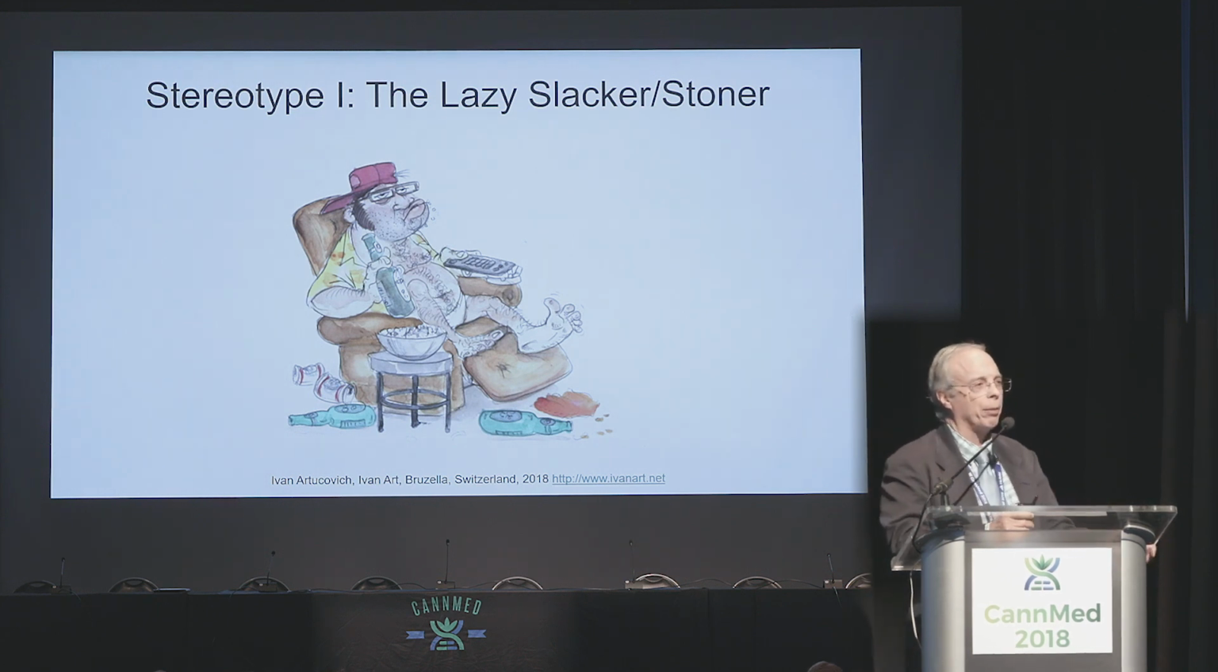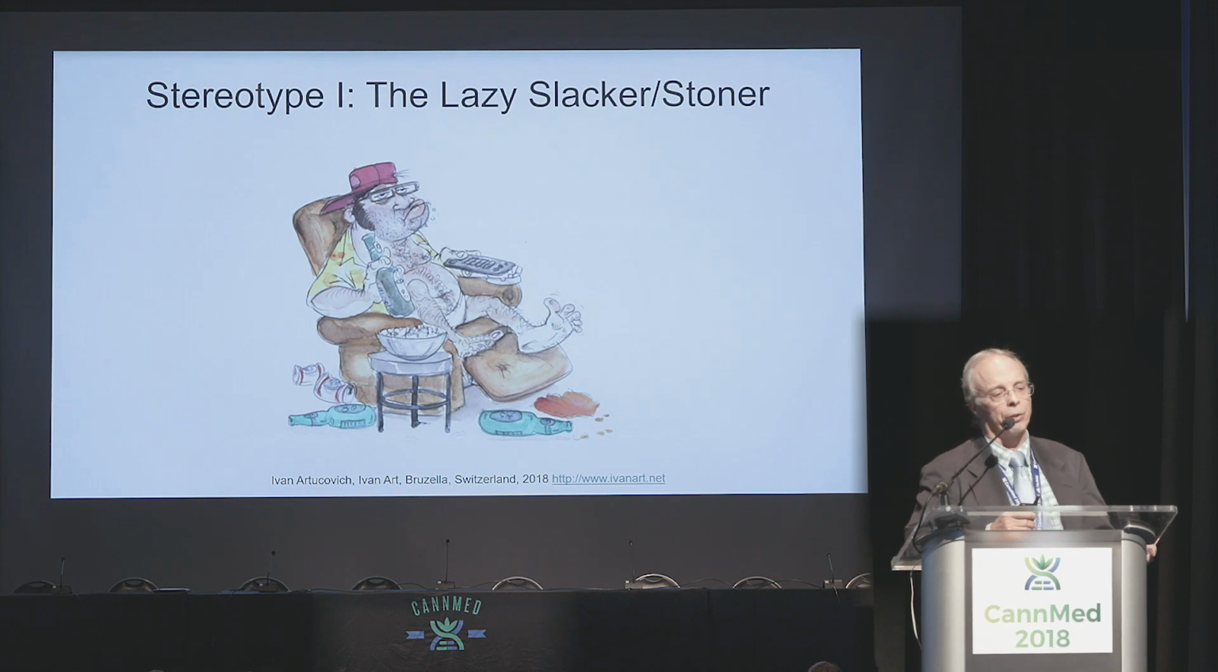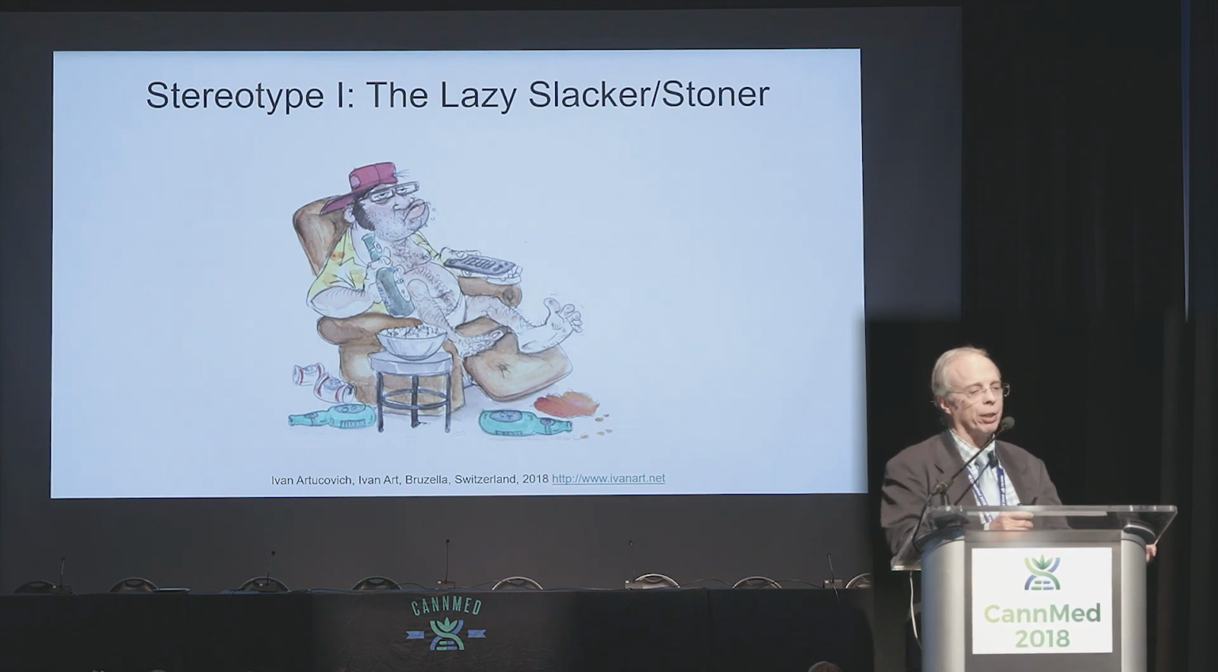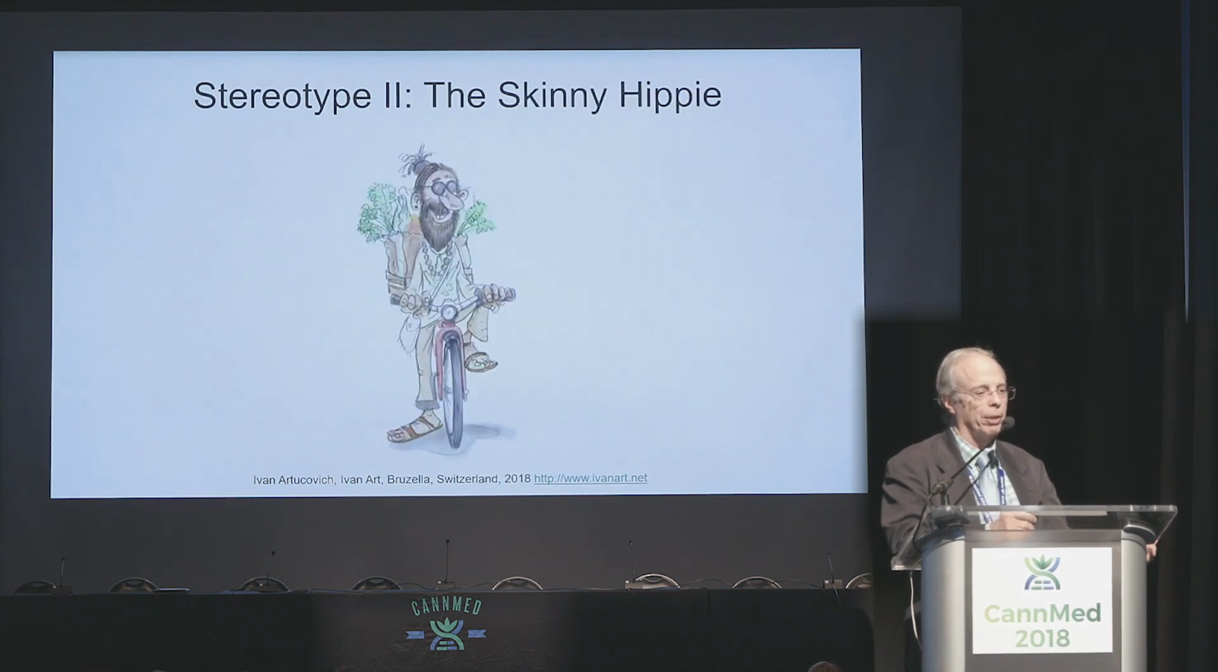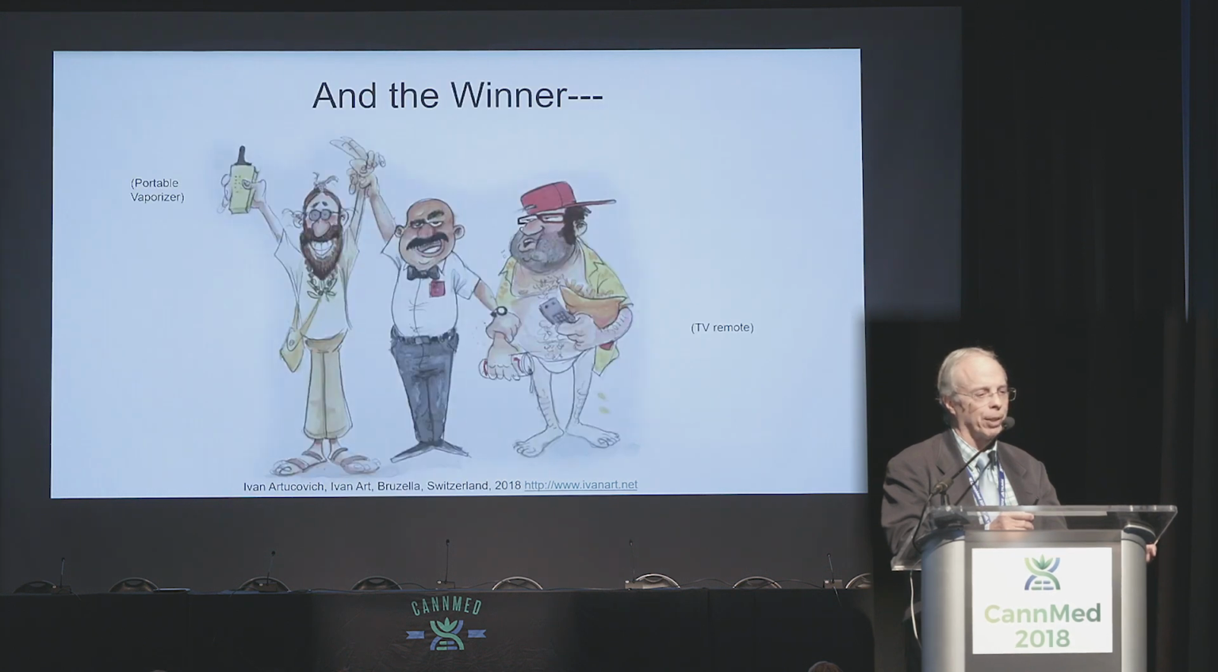People who use cannabis suffer from a variety of stereotypes. The most common one is the cannabis user as a lazy slacker stoner, as we see in the illustration. But another one is that of the skinny hippie. And you see that he's got a grocery bag full of vegetables, hopefully the right ones. But the truth is that the skinny hippie is the more accurate representation of what a cannabis user is likely to look like, as opposed to the slacker stoner.